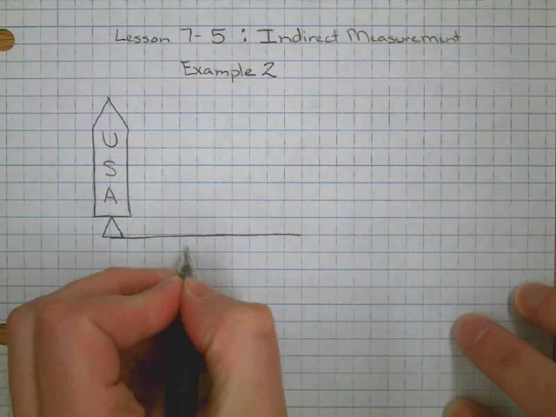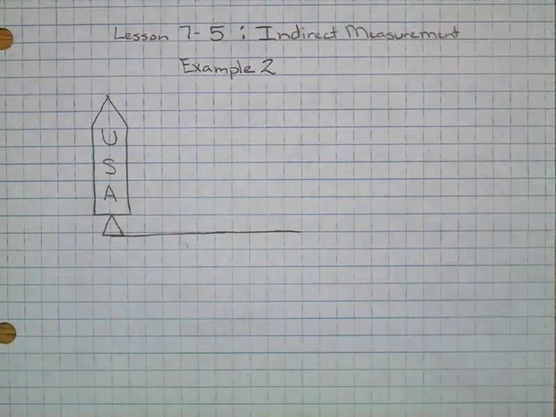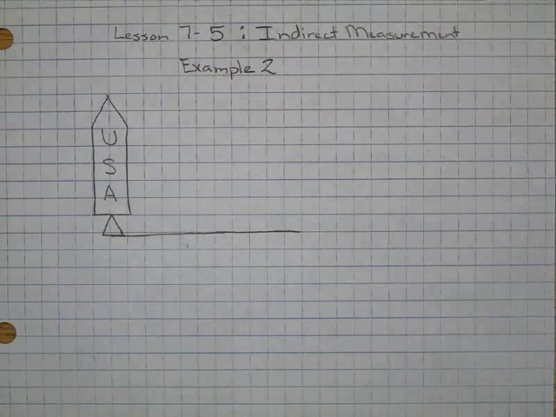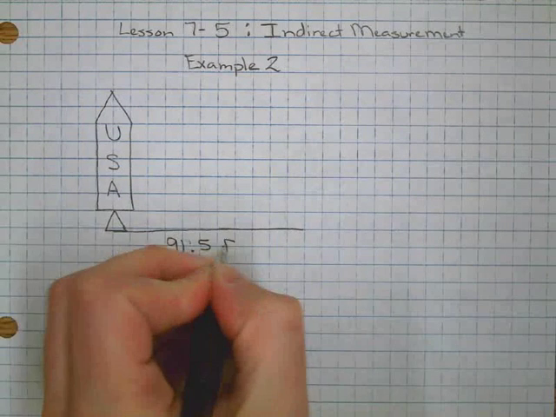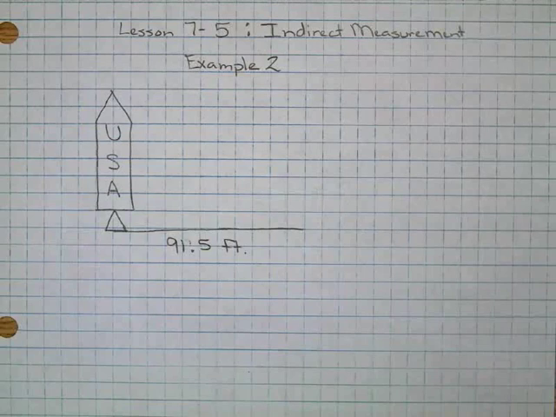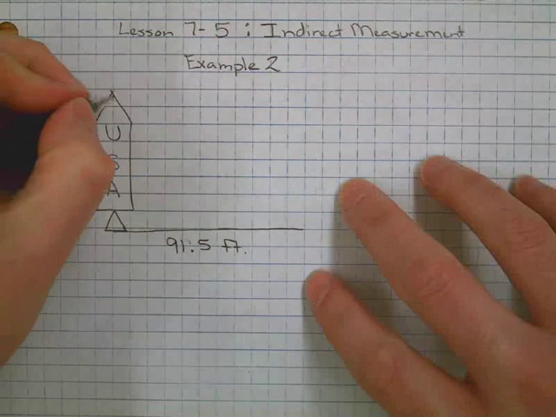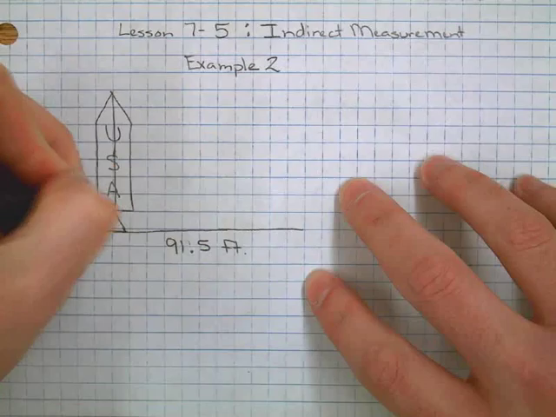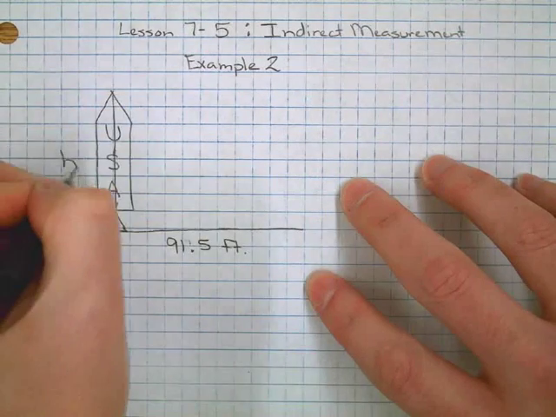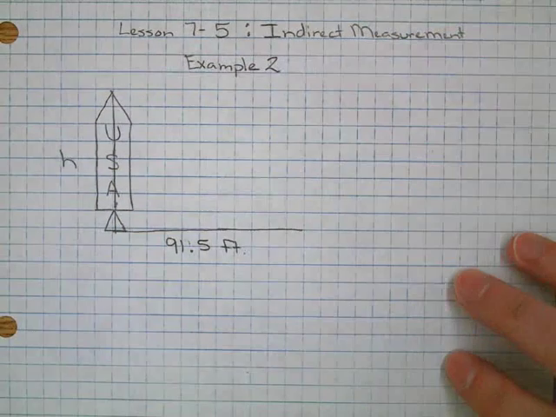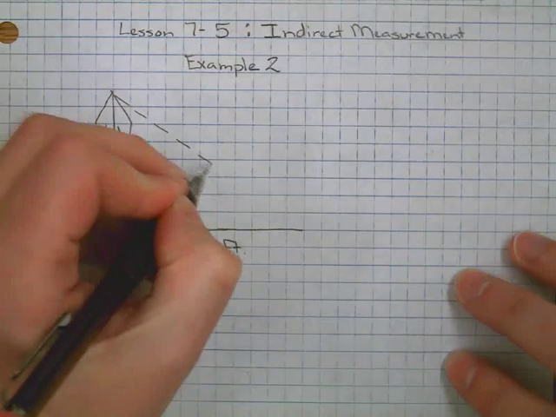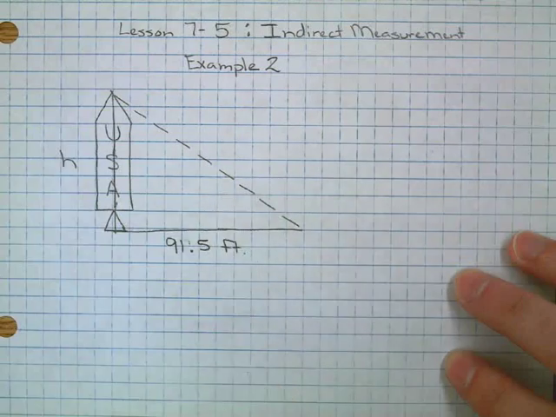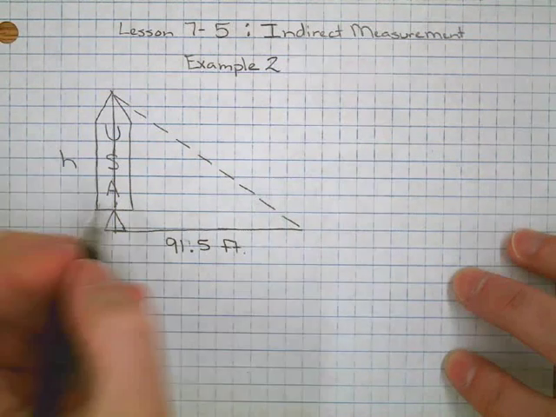And let's say you do that, and you find out that the length of the shadow of that particular rocket is 91 5/10 feet, 91.5 feet. And we want to know the height of that rocket. Well, with one more side, if we pretend that there's a third side that comes down here, we have a right triangle.